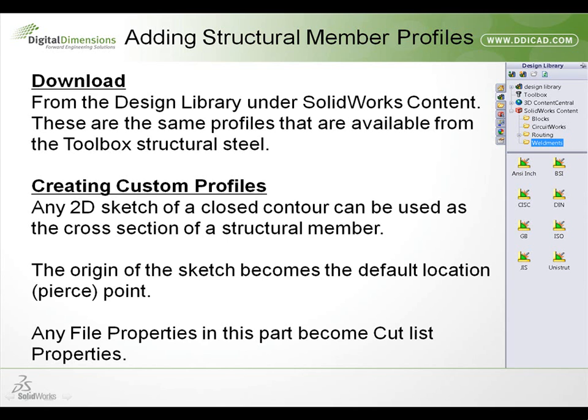Any 2D sketch of a closed contour that you generate can be saved off as a cross-section for a structural member. Things to keep in mind when you're generating your own custom profiles is the origin of the sketch will become the default pierce point for that profile when we apply it to a path. Any additional points that you add to that profile sketch can be utilized as pierce points on your path sketch. Also, any file properties that you add to that part will become available later on as cut list properties.